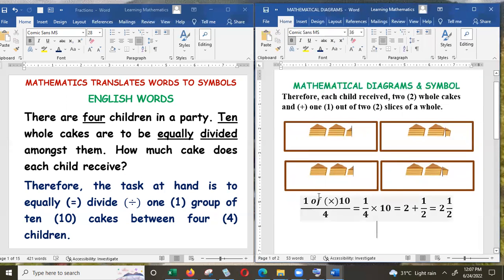So the task at hand is to divide 10 whole cakes equally amongst 4 children. By doing so, each child receives 2.5. So a quarter times 10 is 2.5. 2 cakes and half of a cake. And that's a clear demonstration of how mathematics translates words to symbols.